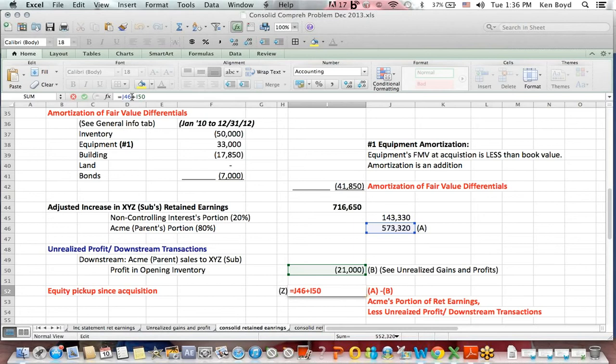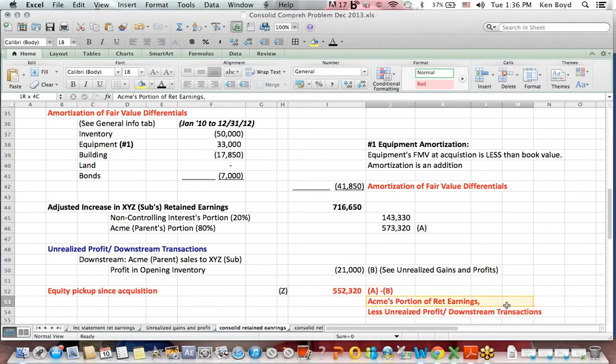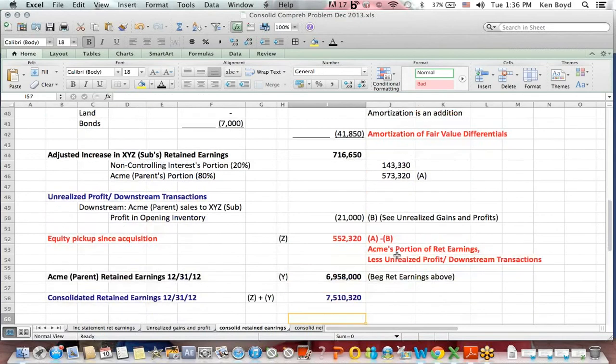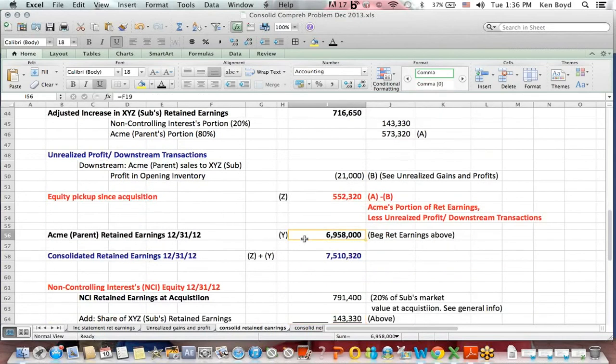less Acme needs to subtract the profit it recognized in the downstream sale. So both of these apply to Acme. So what we end up with in red is Acme's portion of retained earnings, right here, less unrealized profit on that downstream transaction on Acme's books, 532,552,320.